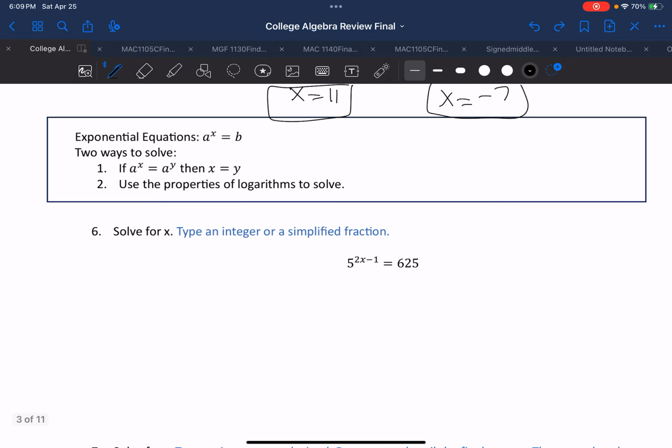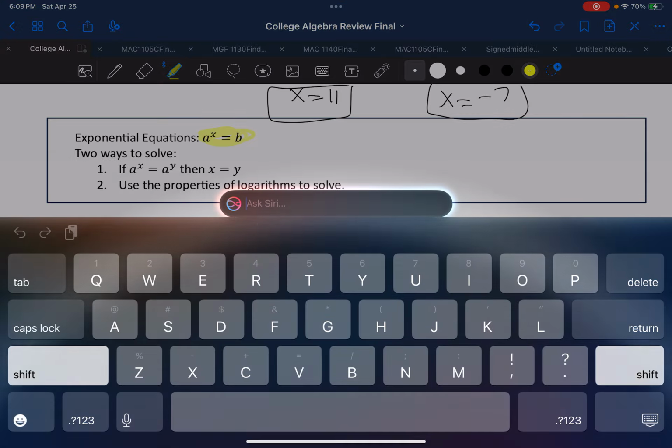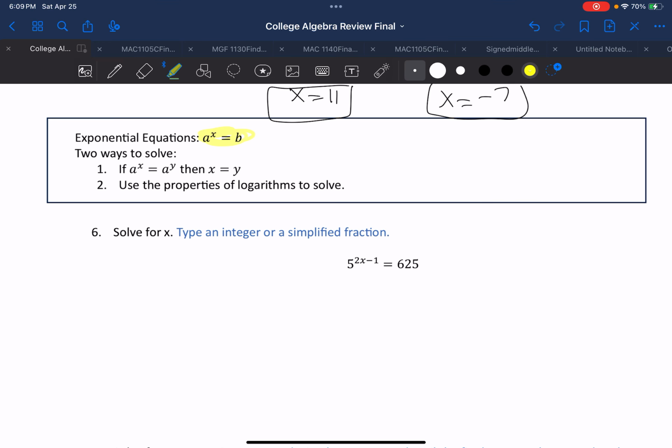All right, and then the next one is solving exponential equations. So this is what we just recently did in 5.5. So remember, this is the form of an exponential equation, which means that we have an unknown variable in the exponent. So there's two ways that we can solve exponential equations. The first is by trying to get their bases to be the same.